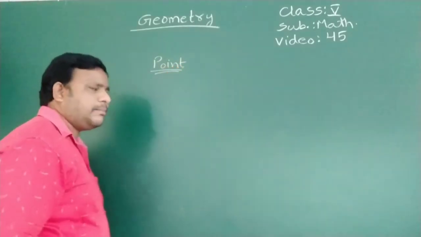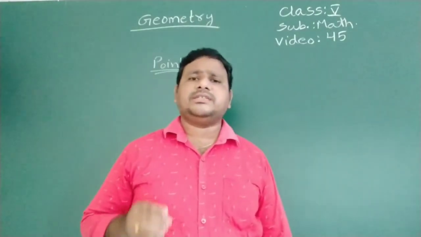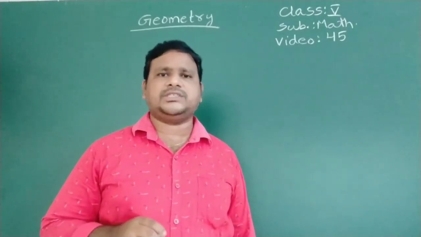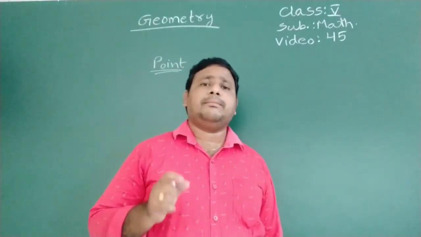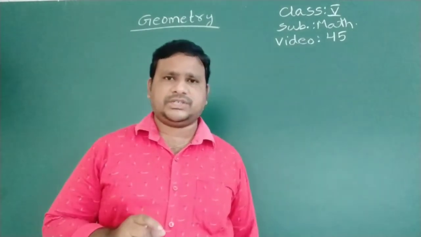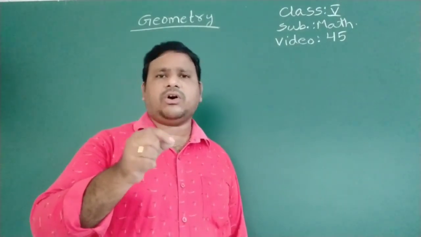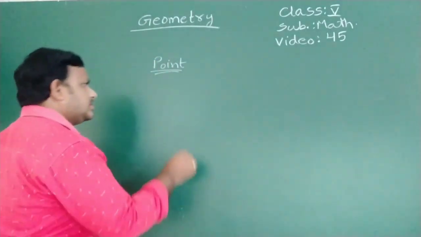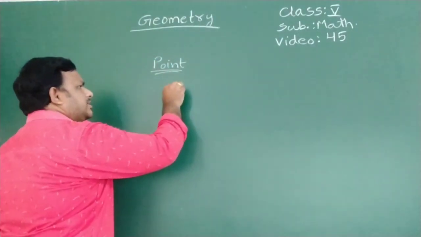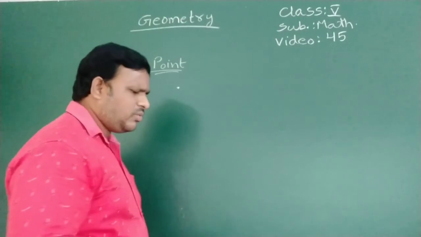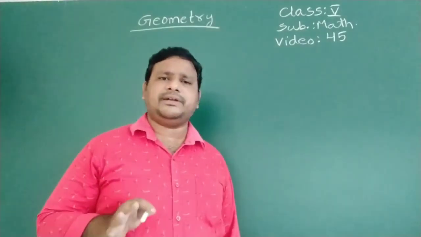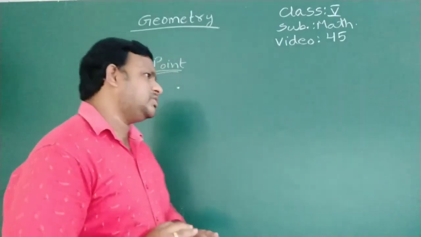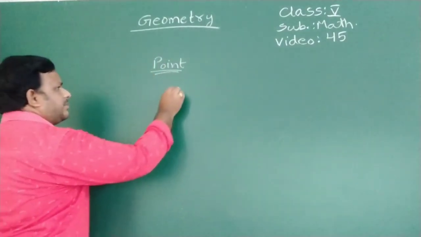What is a point? A point is a mark of position. A fine dot indicates a point. Understood? So this is a point. It doesn't have any length, breadth and thickness. So there is no length, breadth and thickness for a point.